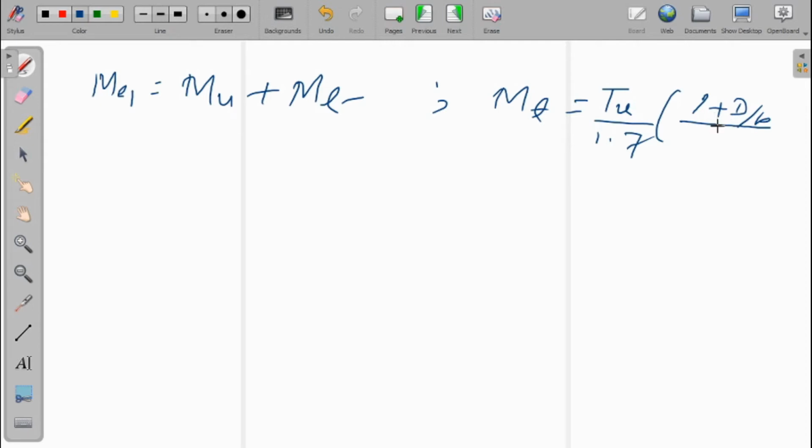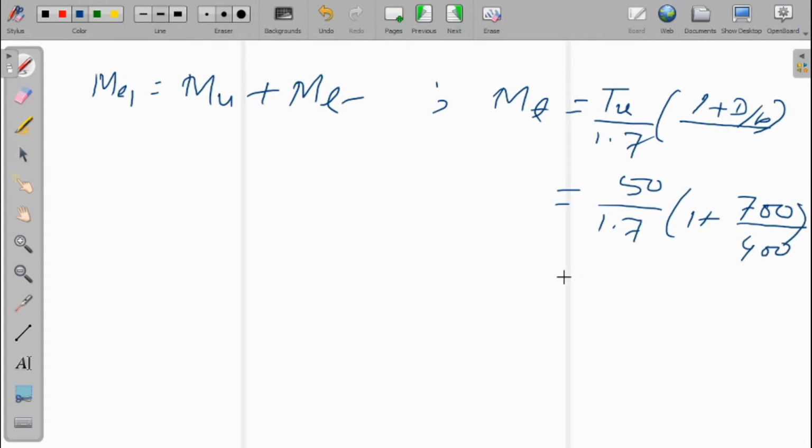Where is that? 1 plus D by B. Yeah, 1.7 I have written. So you put the values in our problem. TU, how much is TU? TU is given 50 divided by 1.7 into 1 plus, what is D? D is here 700 in our problem, and what is B? B is 400. Okay, do this calculation.